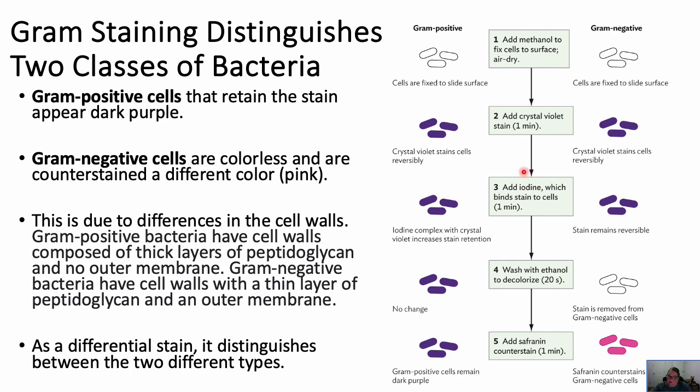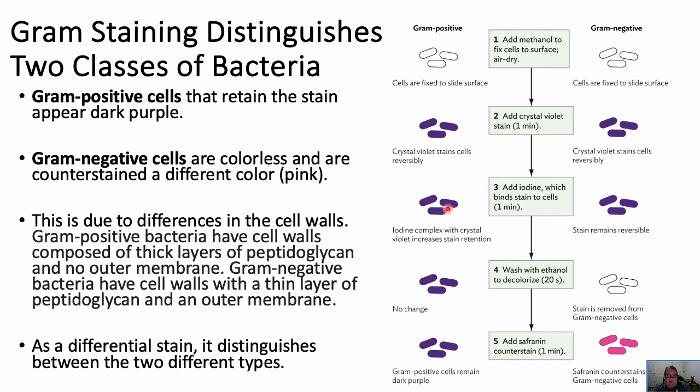Okay, the second step in the Gram stain procedure is we're going to add iodine. Iodine is what we call a mordant. Okay, so it's going to help the stain stick to a specific type of cell better than another. So when we add the iodine, it's actually going to combine with the crystal violet in the gram-positive cells, and so the stain gets stuck in that thick peptidoglycan layer.